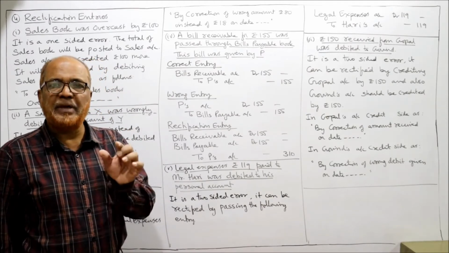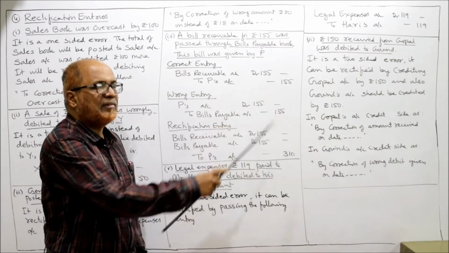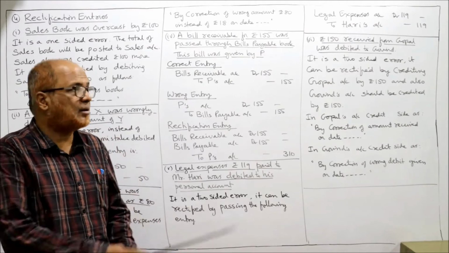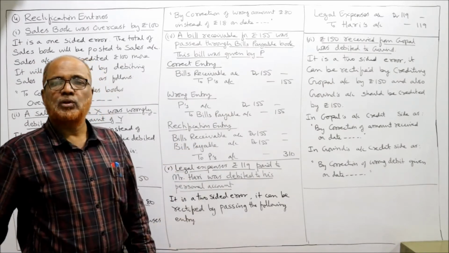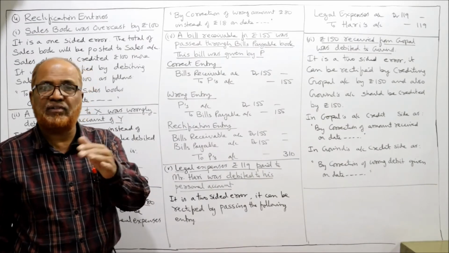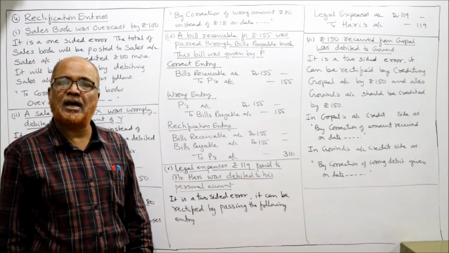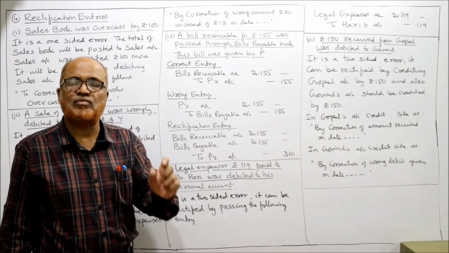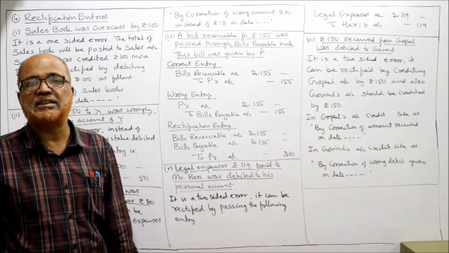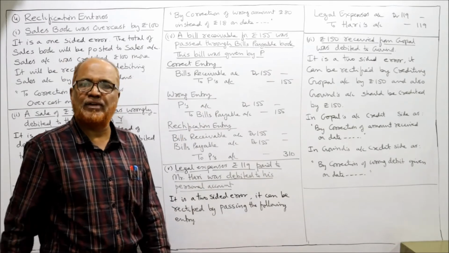Now actually P's account should have been credited by 155. But by mistake, P's account was debited by 155. So when we have taken the amount on the wrong side, instead of credit side, we have taken on the debit side, now we credit the account with double the amount. With double the amount, 155 plus 155, 310. Now P's account should be credited by 310. Why 310? Because actually we have to credit P's account by 155, we have not credited.